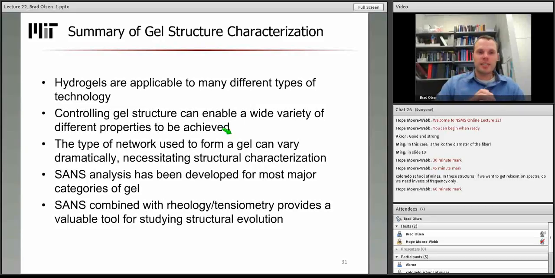Alright, so now I'd like to summarize. I said a whole lot of different things about gel structure characterization. I think when you look at the many different types of gels and the variety of gels, what you see is that there's no one specific structure or one specific type of molecular design that leads to gelation.